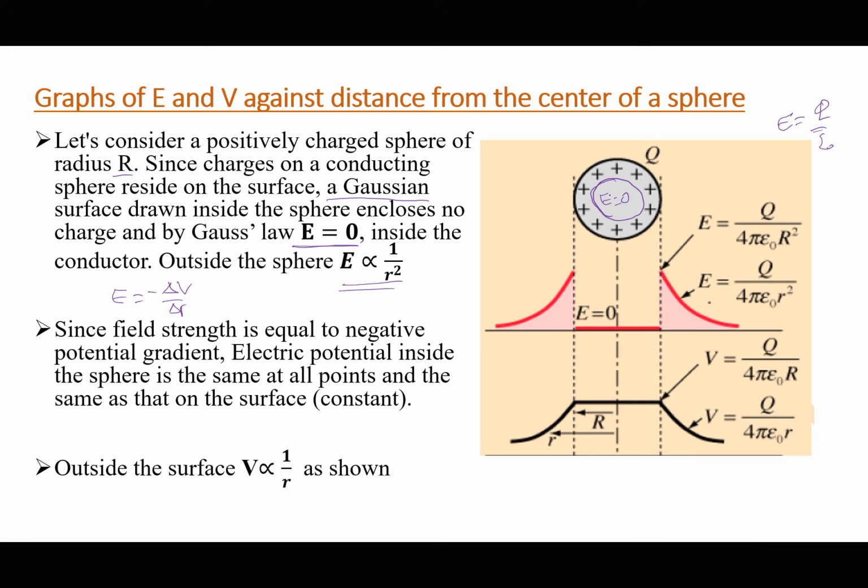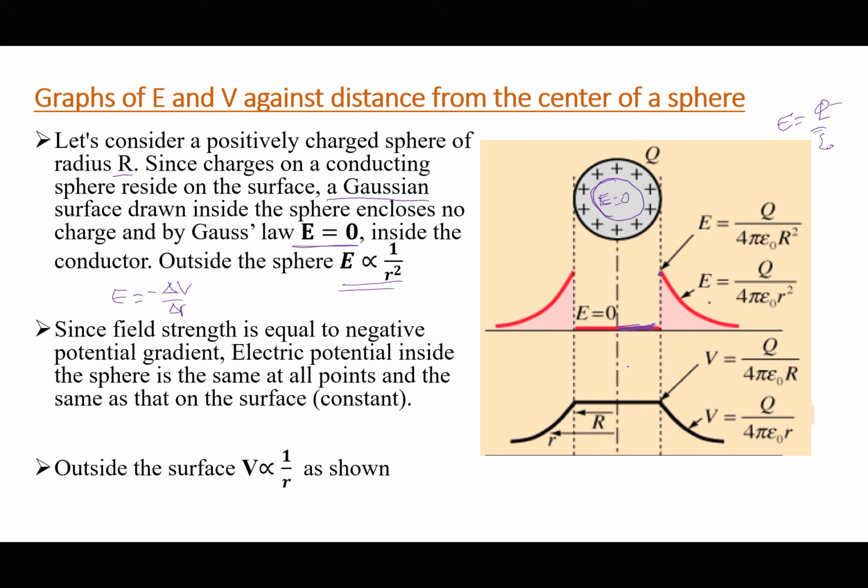But Q is actually the charge enclosed by the Gaussian surface. Because charge resides just on the surface, drawing a Gaussian surface inside the sphere means it encloses no charge. Therefore, E inside the sphere is zero. If I was to sketch a graph, inside the sphere this will always be a horizontal line along the x-axis. But then at the surface, the value of E depends on the distance from the center. And as I move away from the surface, E reduces as the inverse square.